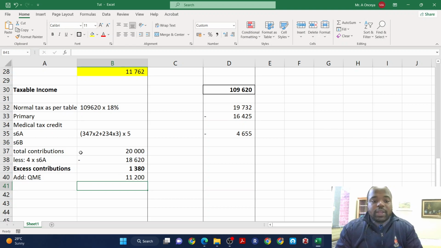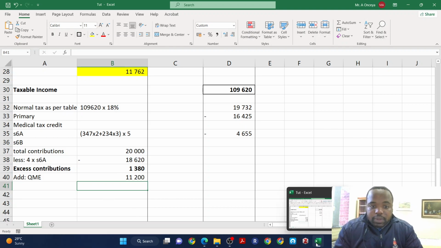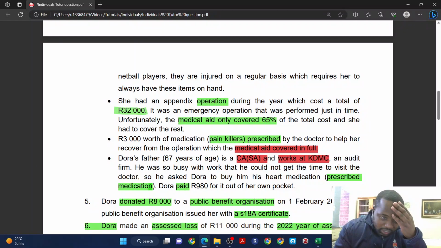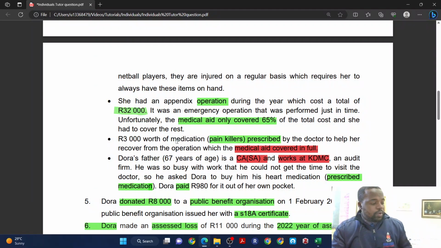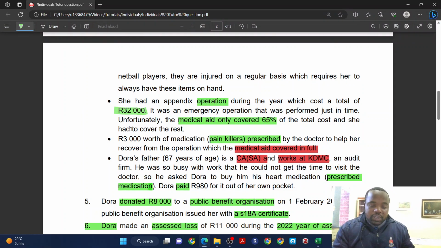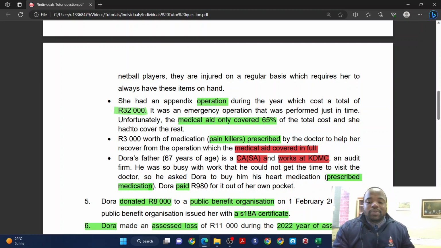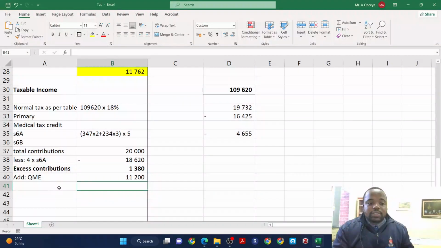Right, so that's one we know. That's the first qualifying medical expense we know. Then we're told here 2,000 rands worth of medication, the painkillers, I guess, post the operation, were covered in full by the medical aid, so that doesn't qualify as QME, qualifying medical expenses. Then also the last one, where she paid 980 for her father. Father is not dependent because he's working, meaning he's not dependent on Dora for care and support. Therefore, 0 there as well. So our only qualifying medical expense is this one.